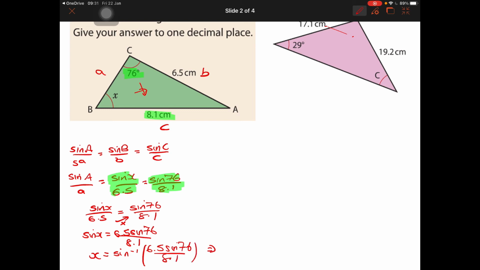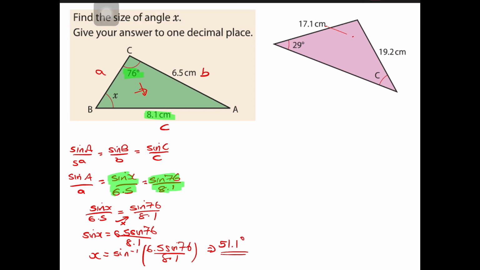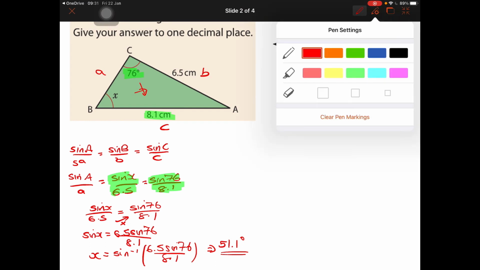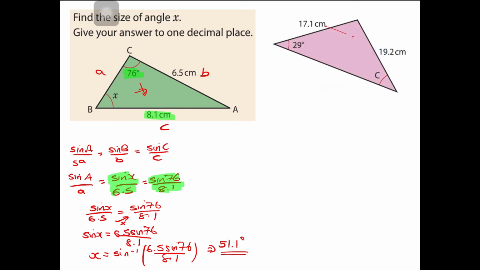Straight through our calculators. So we'll go sine to the minus 1. Make sure you're using your brackets where you need to. Sine of 76 divided by 8.1 to give us an answer of 51.1 degrees.